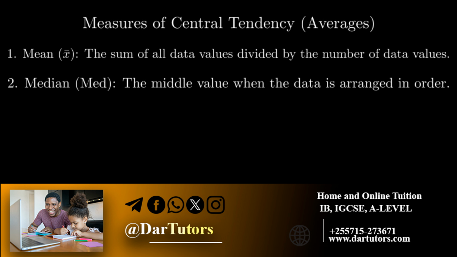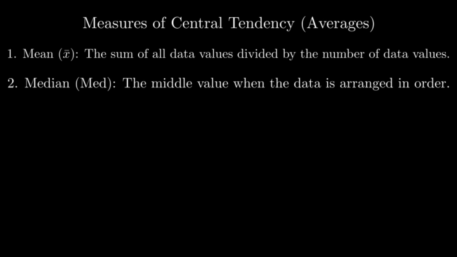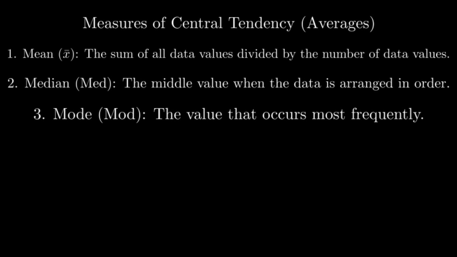Second is the median. To find the median, you must first put all the data values in order from smallest to largest. The median is the one right in the middle. And third is the mode. The mode is simply the value that shows up more often than any other value. A data set can have one mode, more than one mode, or no mode at all.